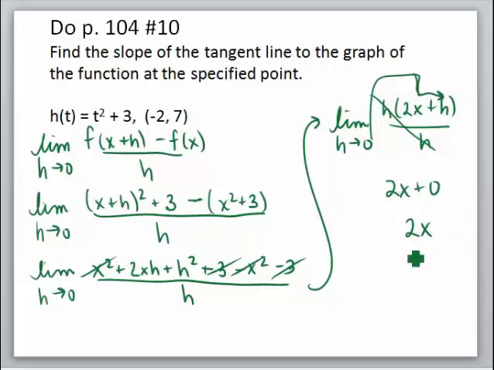Now, this gives me the slope at any point along the curve, but I'm asked to find the slope at this particular point. So the only thing left to do is to plug in negative 2 for my x value, and that gives me the slope of negative 4.